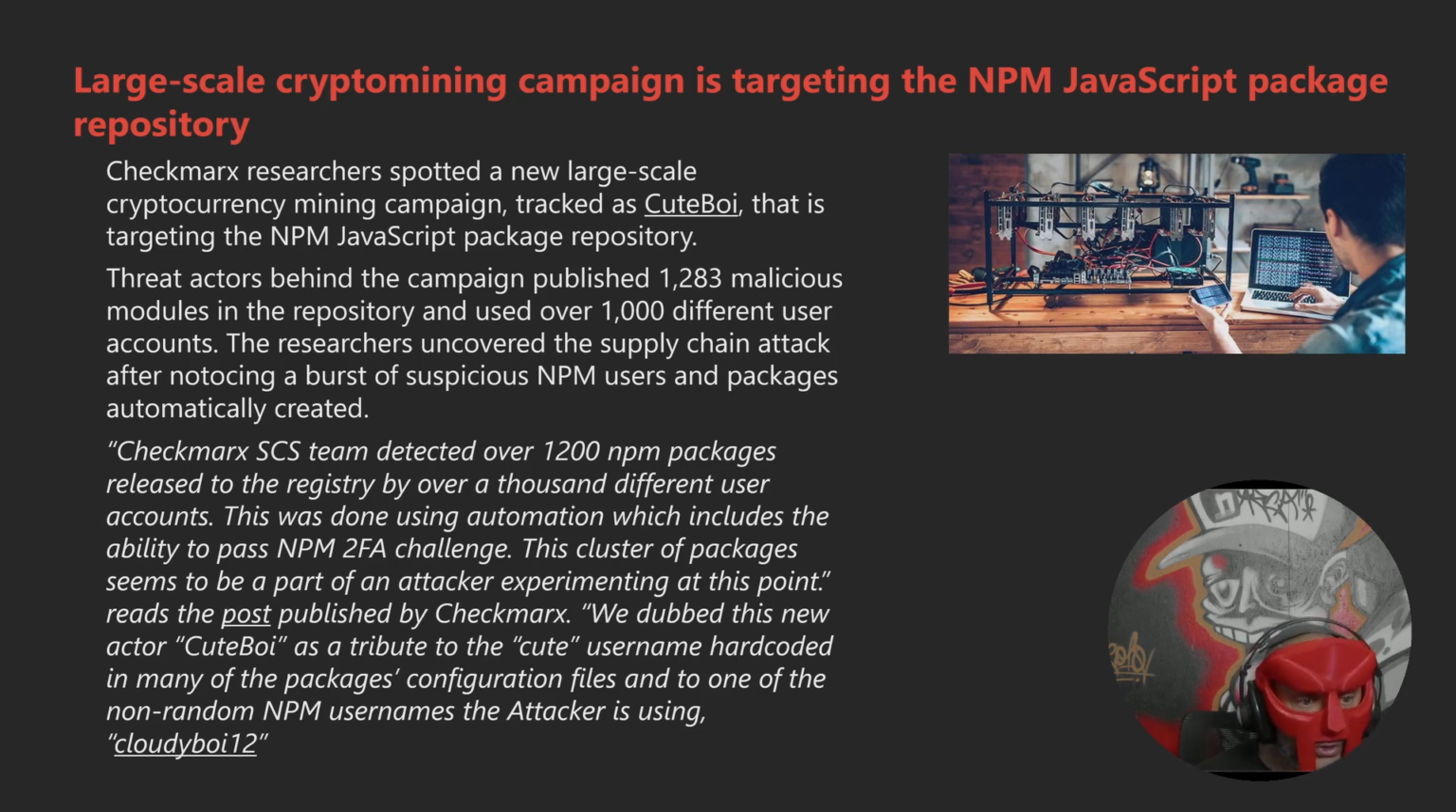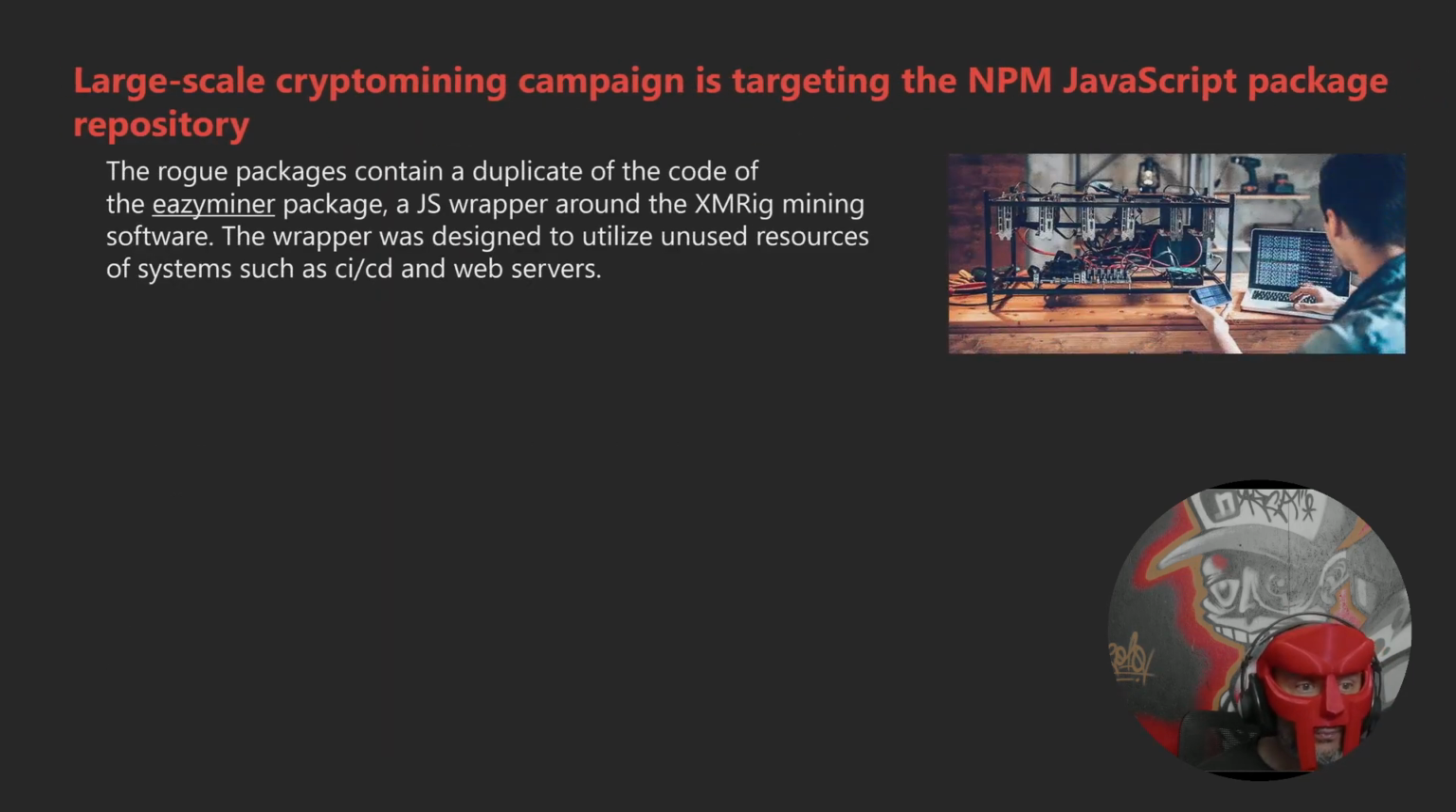"This cluster of packages seems to be a part of an attacker experimenting at this point," reads the post published by Checkmarx. "We dubbed this new actor Cute Boy as a tribute to the cute username hard-coded in many of the packages, configuration files, and to one of the non-random NPM usernames the attacker is using, CloudyBoy12." The rogue packages contain a duplicate of the code of the EasyMiner package, a JS wrapper on the XMRig mining software. The wrapper was designed to utilize unused resources of systems such as CI/CD and web servers.